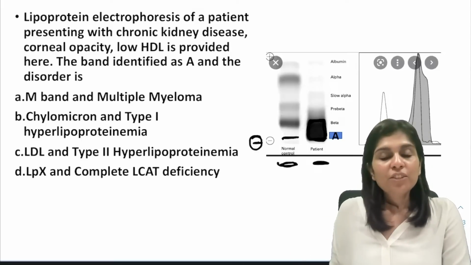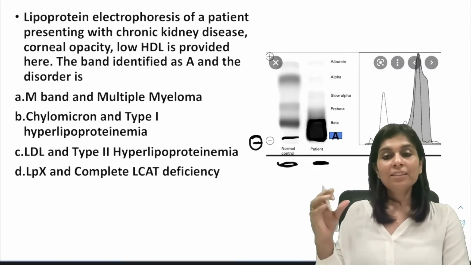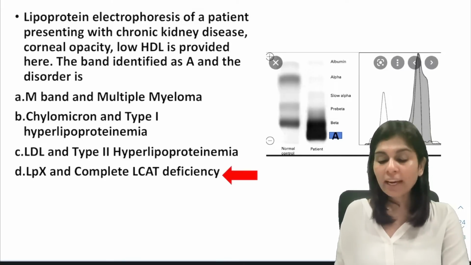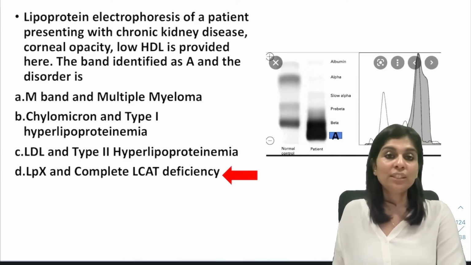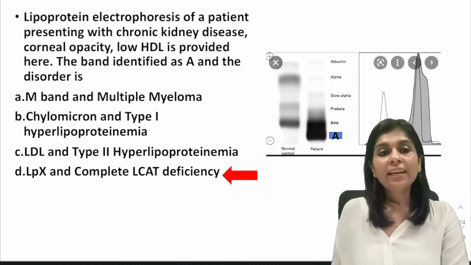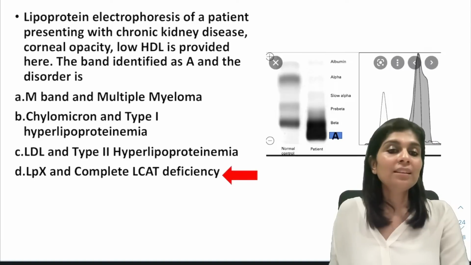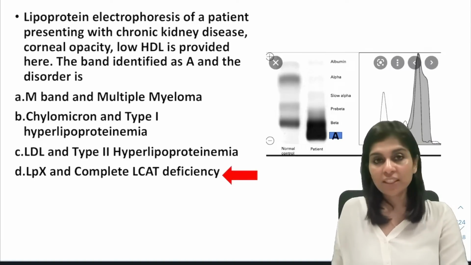So tell me, what is that band? This is lipoprotein X, which is because of complete LCAT deficiency. Why am I calling it complete LCAT deficiency? Had it been partial LCAT deficiency, they would not have presented with chronic kidney disease. Here they have given you chronic kidney disease. That is why it is complete LCAT deficiency. Okay.